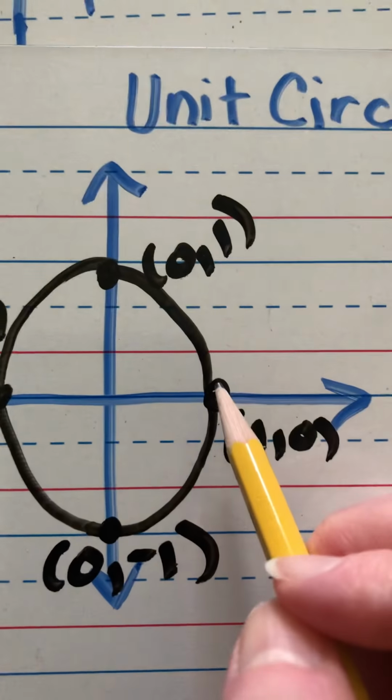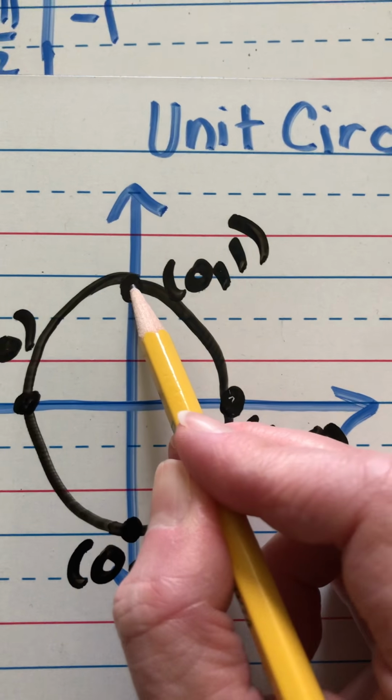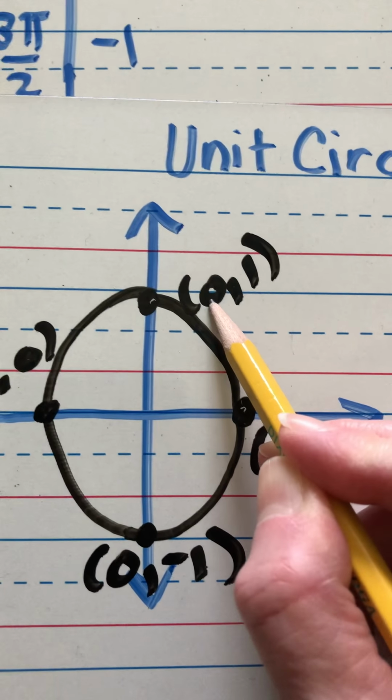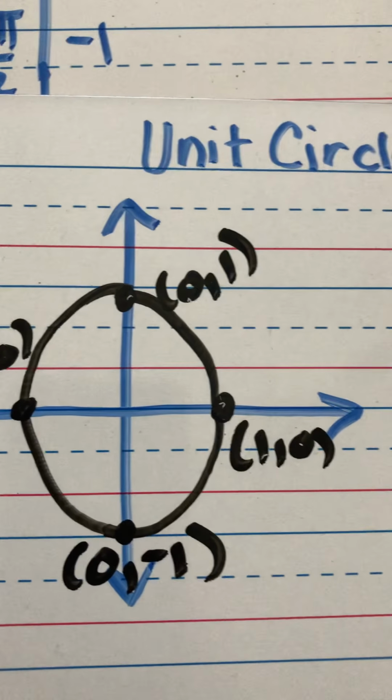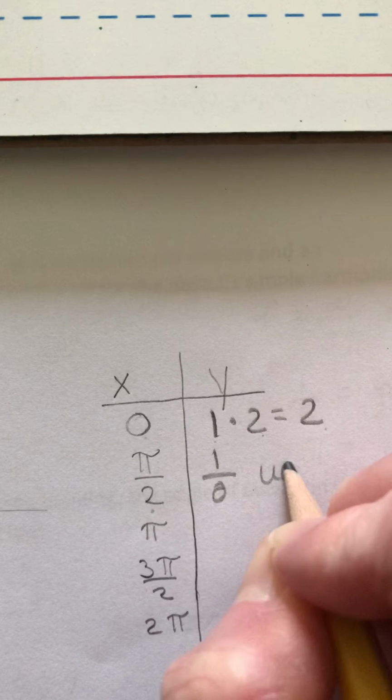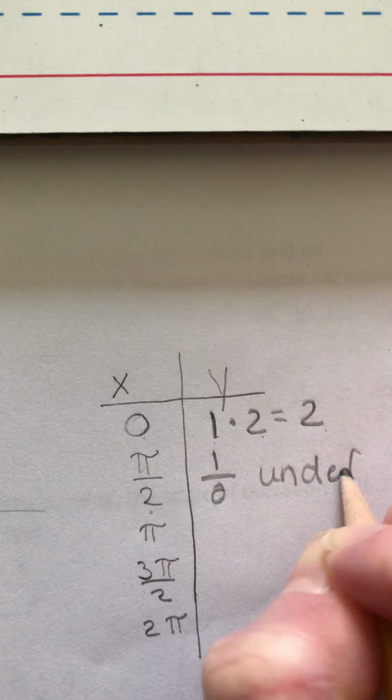Pi over 2. Go to the unit circle. Pi over 2 takes you to here. The cosine is 0. The reciprocal of 0 would be 1 over 0. Well, 1 over 0 is undefined, so that's where you're going to have an asymptote.